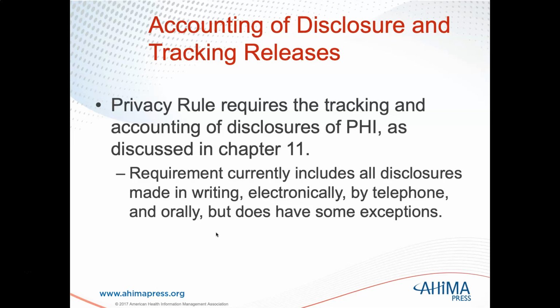Accounting of disclosures and tracking releases. The privacy rule requires the tracking and accounting of disclosures of PHI, as we talked about in Chapter 11. This requirement currently includes all disclosures made in writing, electronically, by telephone, and orally, but does have some exceptions. So if you're not sure about that, please go back and review Chapter 11 for those details.